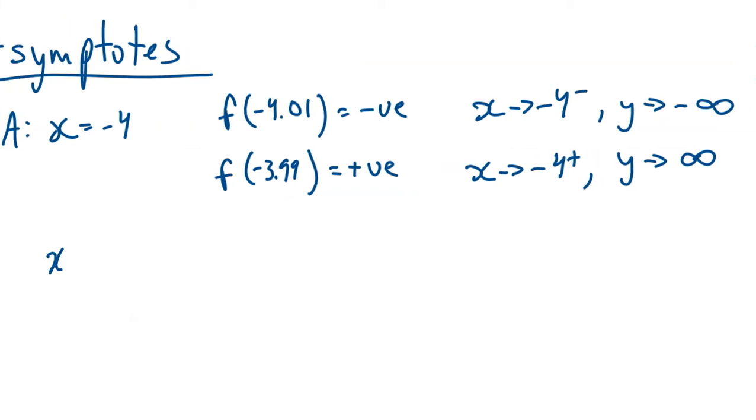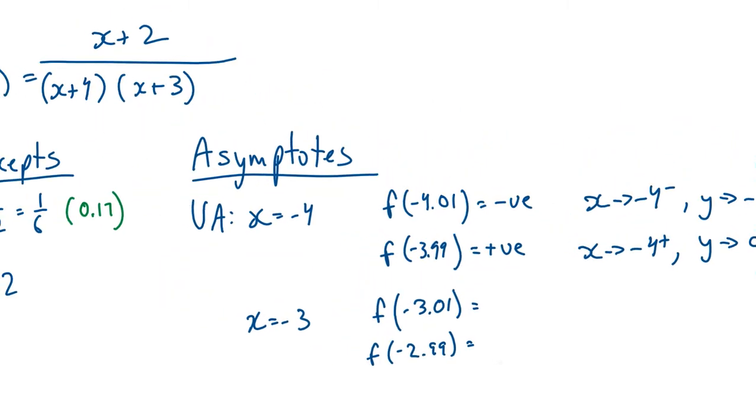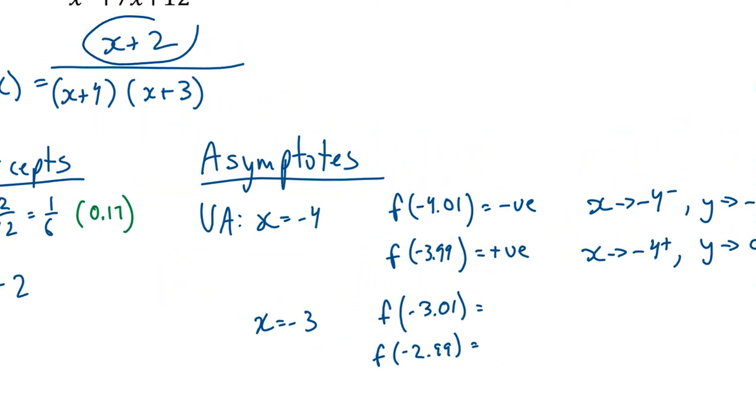The next asymptote was x equals -3. So f at -3.01 and f at -2.99, similar to the first ones. And in this case, -3.01 is going to be negative, positive, negative. So two negatives, which is positive. And -2.99 gives us just one negative, the x plus 2 on top. The two bottoms are both positive. So one negative means overall it's negative.